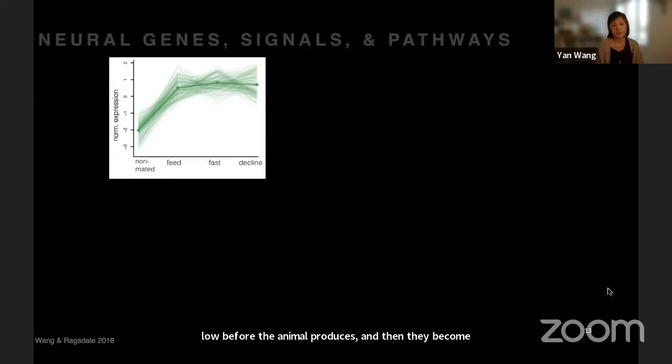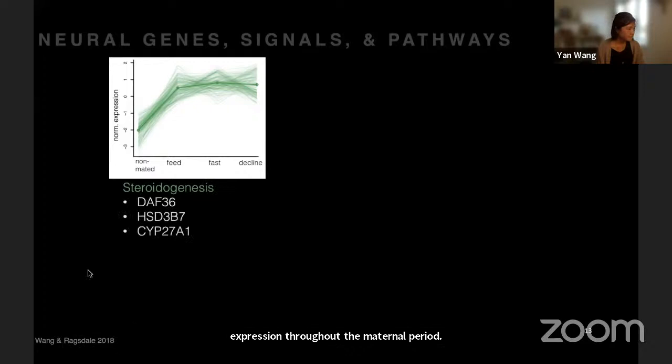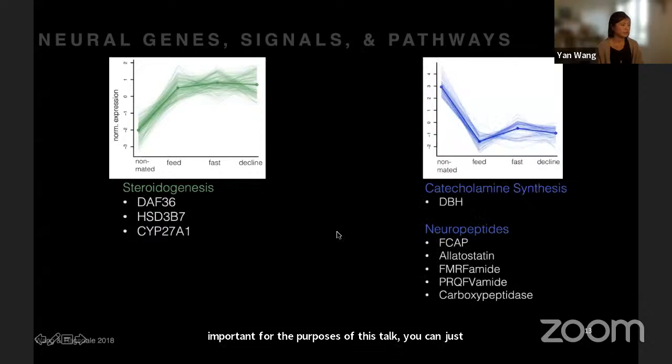And so these genes include enzymes that make steroids, as well as genes involved in neurotransmission. I'll show you the gene names, but they're actually not that important for the purposes of this talk. You can just focus on these colored groupings here. And this other cluster has the inverse expression pattern to the green one. So it is enriched before the animal mates and then becomes depleted during the maternal period and stays depleted throughout that entire time. And these include dopamine beta hydroxylase as well as many neuropeptides.